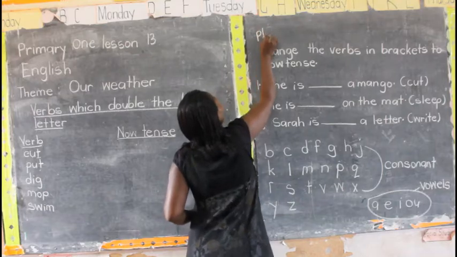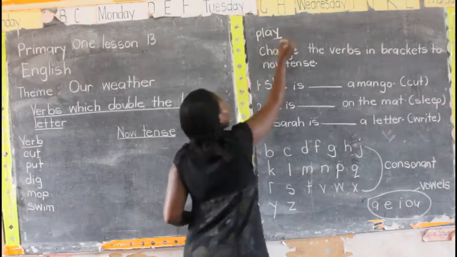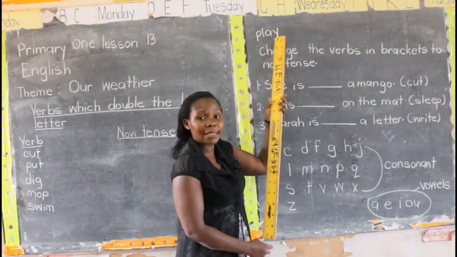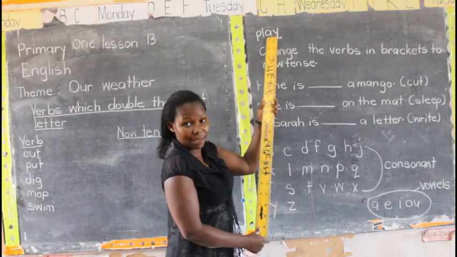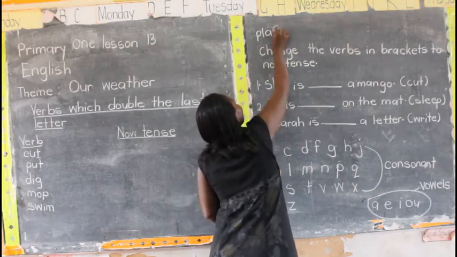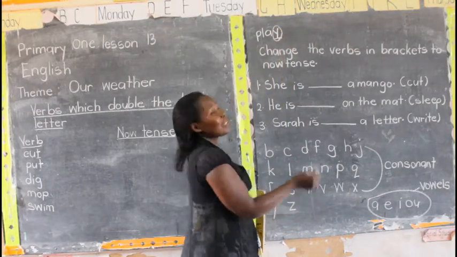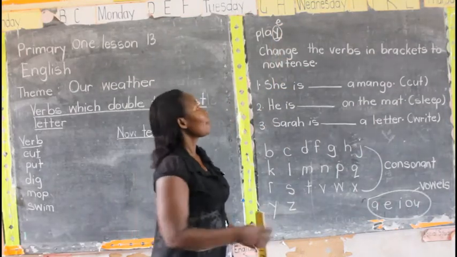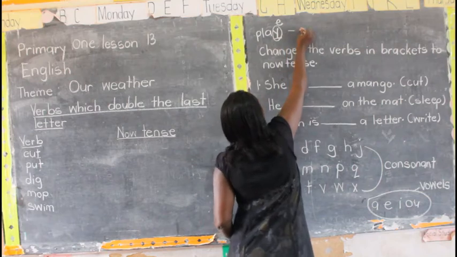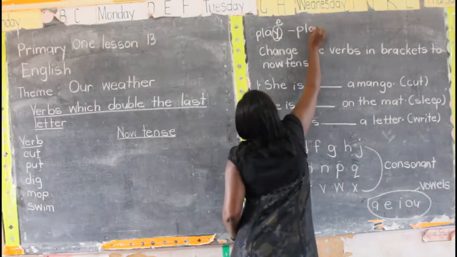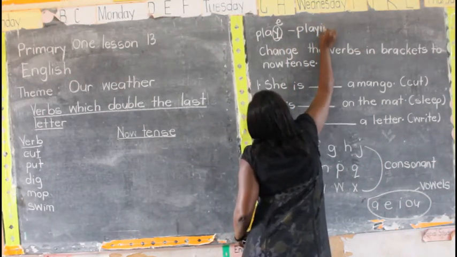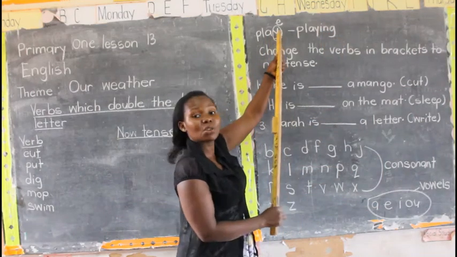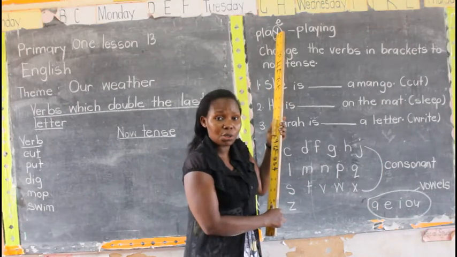We have play. Play. The last letter is a consonant letter, near one vowel letter. Yes? But this letter is not sounding as a consonant. It is sounding as a vowel. Play. Yes? So when we are changing this one, we just get the word and add I-N-G. Because the last consonant is not sounding as a consonant.